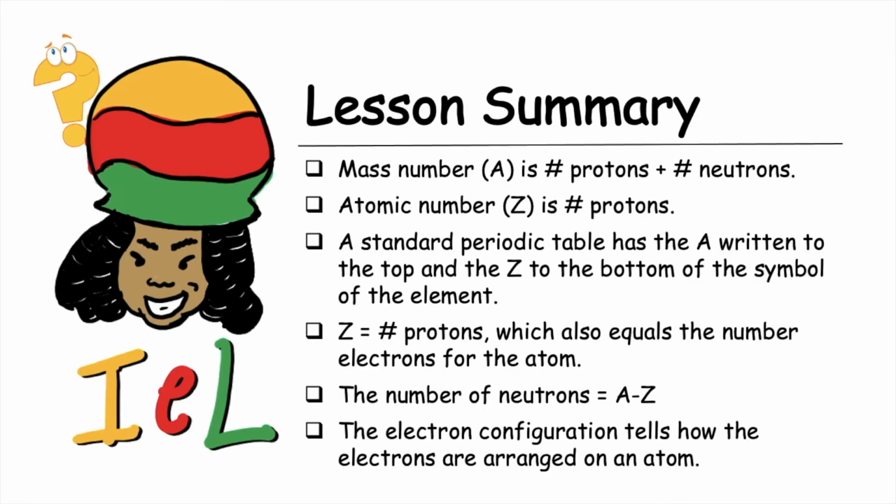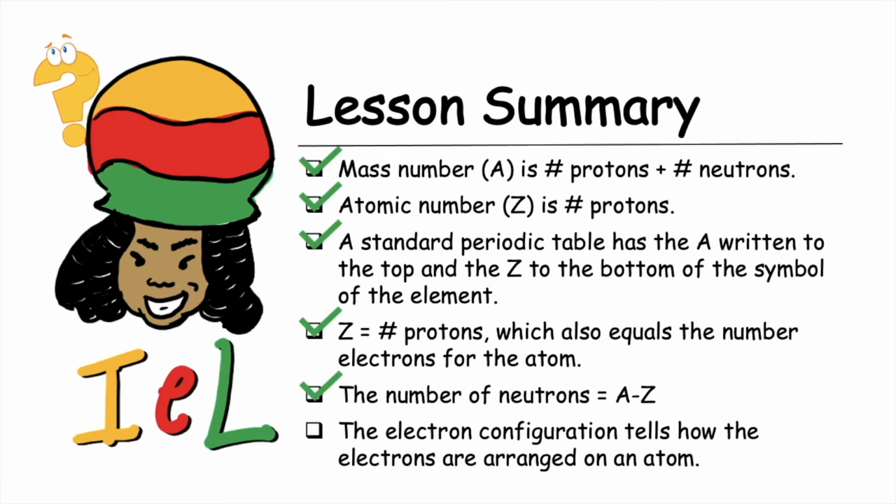We have learned quite a bit in this lesson, so let's do a quick summary of some of the important points. First, the mass number is the number of protons plus the number of neutrons. The atomic number is the number of protons. On a standard periodic table, the mass number is written to the top and the atomic number is written at the bottom of the symbol of the element. In an atom, the number of protons equals the number of electrons. To find the number of neutrons, subtract the atomic number from the mass number.